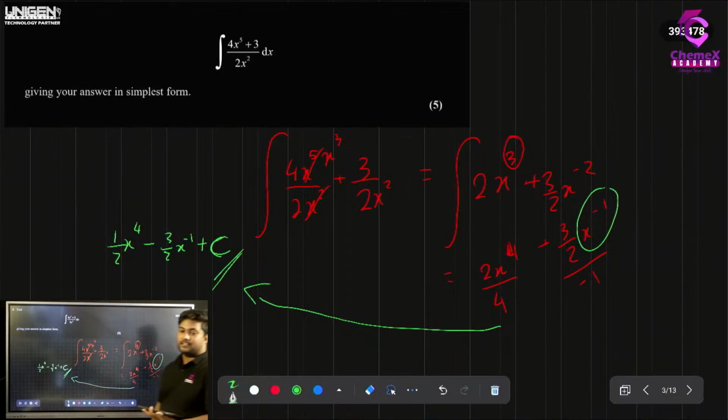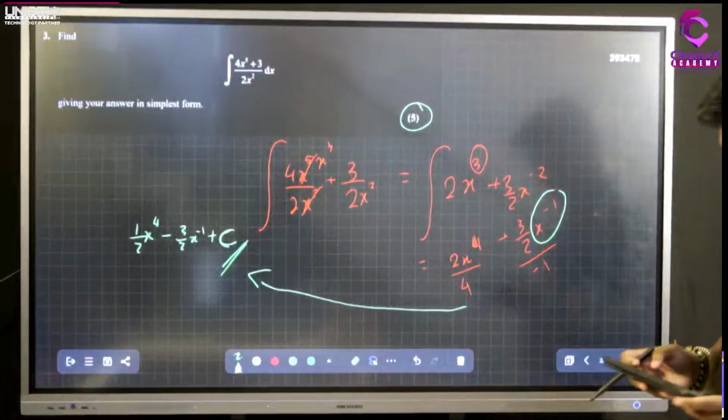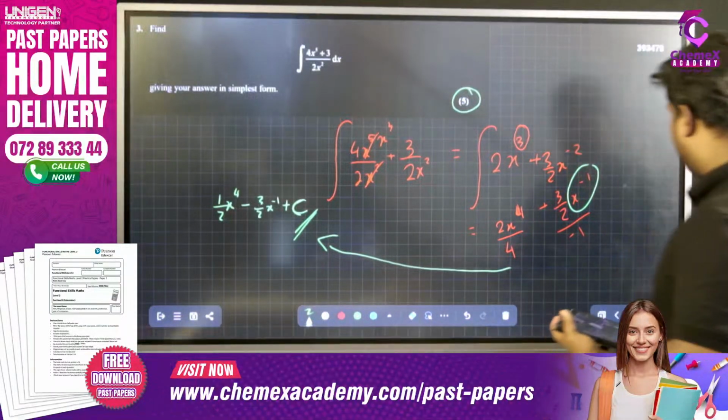This is an easy question. Got it? Oh no, 5 marks, but see the amount of marks. If you don't understand, say, I'll explain once again. Do you understand or no? That's understood. Okay. So let's move on to the next question.